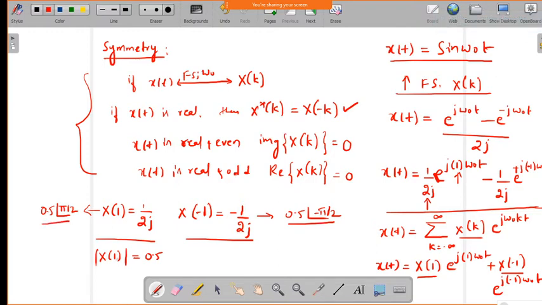Now the magnitude of x of 1 is 0.5, and the magnitude of x of minus 1 is also equal to 0.5. If you draw this spectrum, you will get it like this: this is the k axis, with minus 1 and plus 1, and both have magnitude values 0.5.